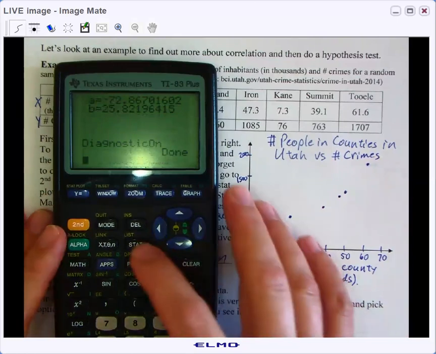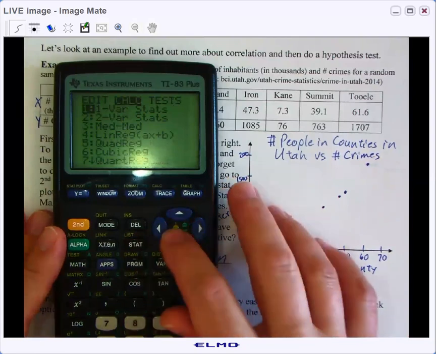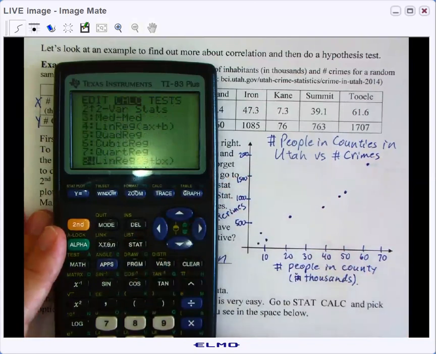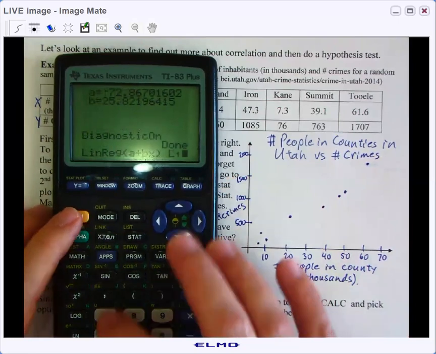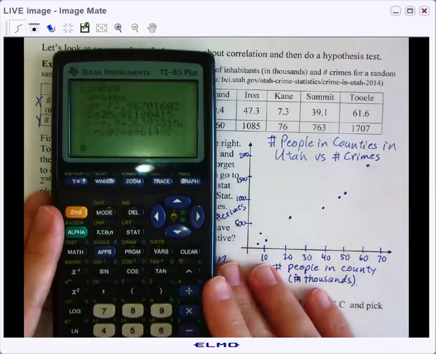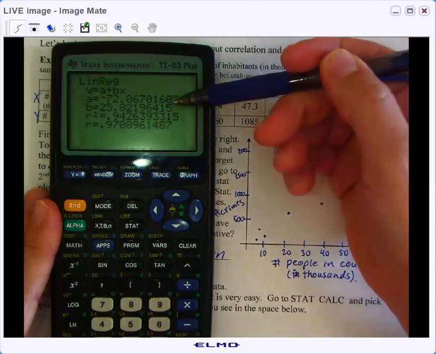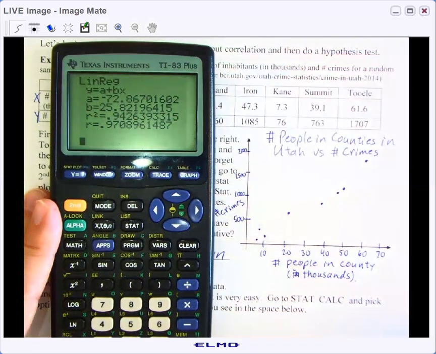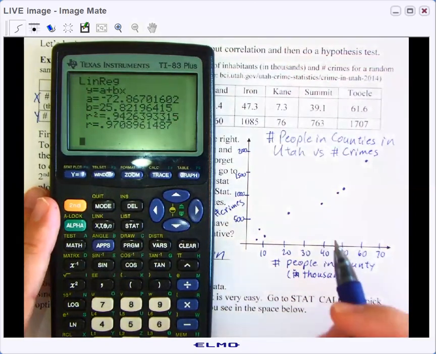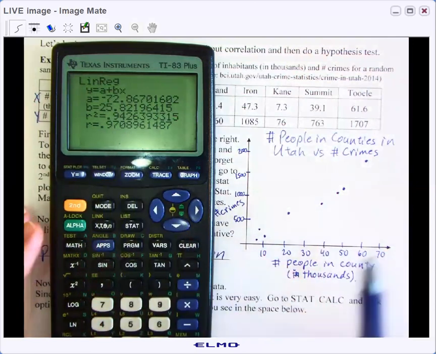So now if I go back to stats, calculate, and do the LinReg a plus bx again, and tell it list 1 and list 2, it will from now on give me the A, the B, R squared, and the value that I was after, the R value. So let's write that R value down of 0.971 to 3 decimal places.